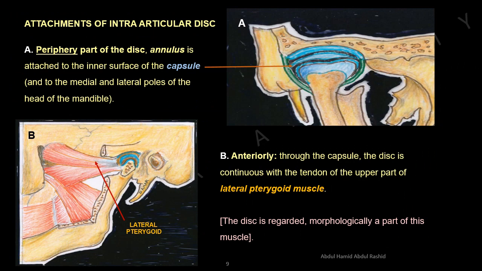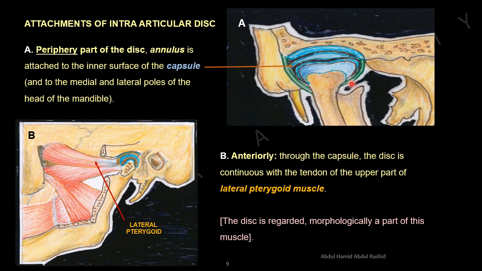Attachments of the intra-articular disc. Diagram A is showing inside the temporomandibular joint. You are looking at the intra-articular disc and this is the capsule. In diagram A, we are going to talk about the peripheral part of the intra-articular disc attachment. The peripheral part of the intra-articular disc, which is also called the annulus, is attached to the inner surface of the capsule of the joint and also to the medial and lateral poles of the head of the mandible.